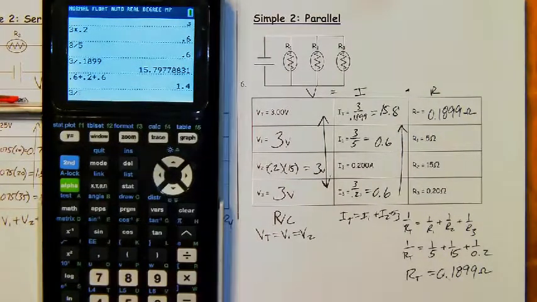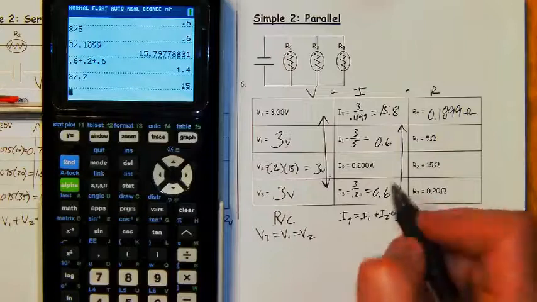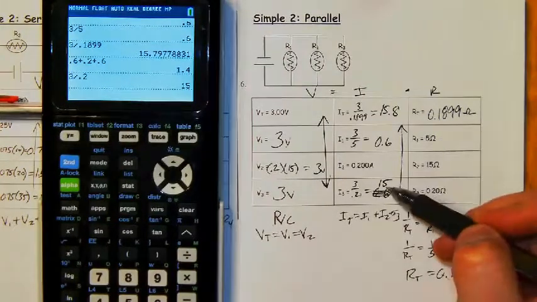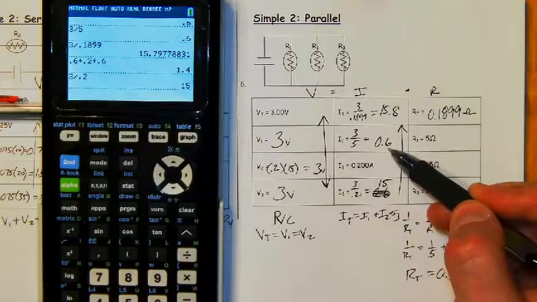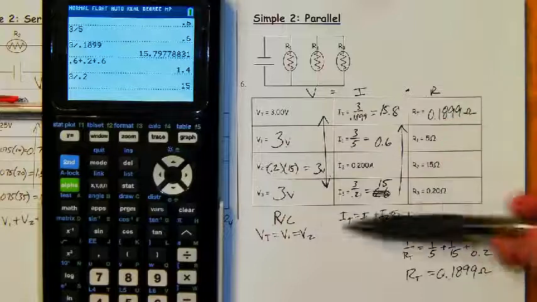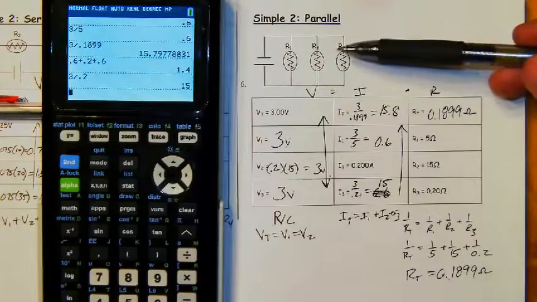If I take 3 divided by 0.2, I don't get 0.6, I get 15. Now when I do add those up, 15 plus 0.2 plus 0.6, I do get the 15.8. And that's how we would fill in a table for a simple parallel circuit.